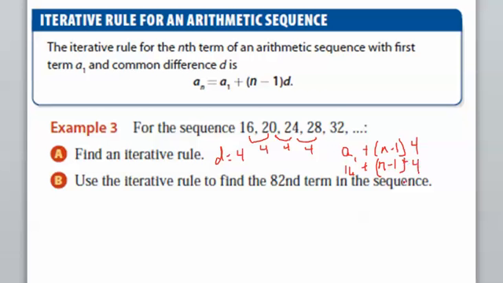Let me give you an example of this. If I were wanting to find the second term, number 2, 2 minus 1 gives me a 1. 1 times 4 is 4. 4 plus 16 is 20. It would find the second term, 20.